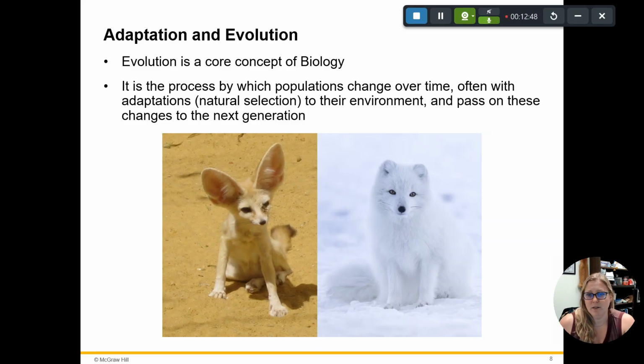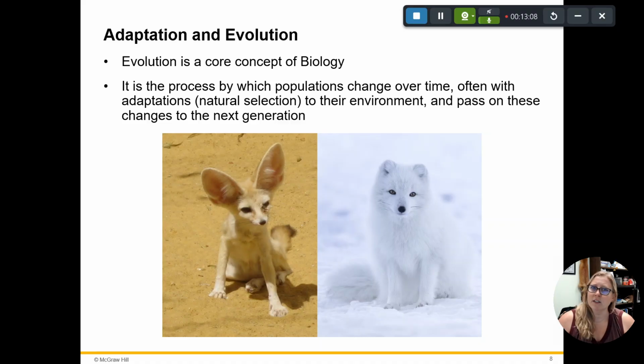So I found these two pictures. I love foxes. I love everything fuzzy. I have a fox on my wall, if you haven't noticed. So this is a fennec fox and an Arctic fox, okay? And a lot of us are familiar with that. They're very cute. They're very popular. Everybody kind of gets an idea of some of these major organisms.